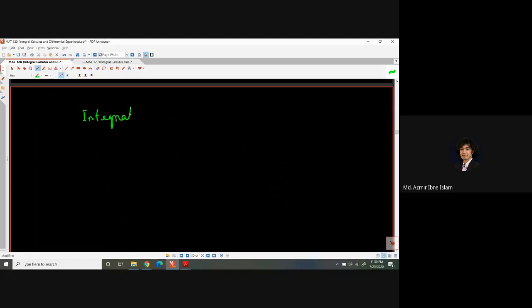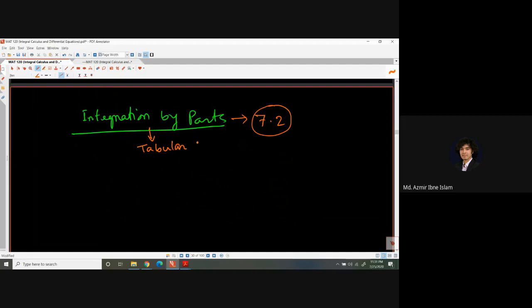So we are starting the integration by parts method, and you will find this concept in section 7.2 of Howard Anton's book. Besides this, we will focus on another technique called the tabular method. Remember, besides integration by parts, we will focus on the tabular method also.